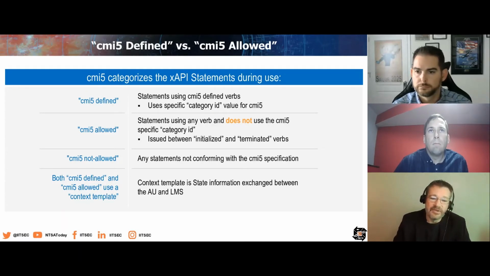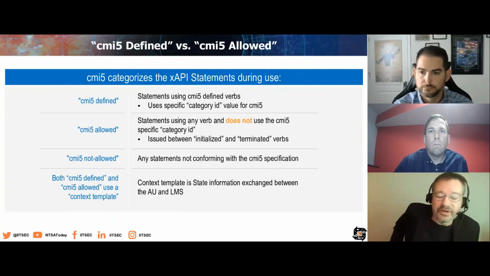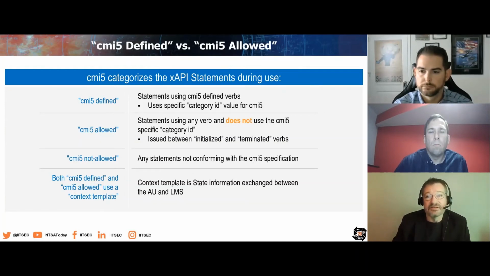So I mentioned that we would talk about cmi5 and cmi5 allowed statements, and here we are. All the rules we've talked about so far apply only to cmi5 defined statements. cmi5 defined statements use a specific category ID in the context of the xAPI statements, and they use one of the cmi5 defined verbs. You can think of cmi5 defined statements as something the LMS will use to determine the status of the AU. Is it satisfied or not satisfied, for example?